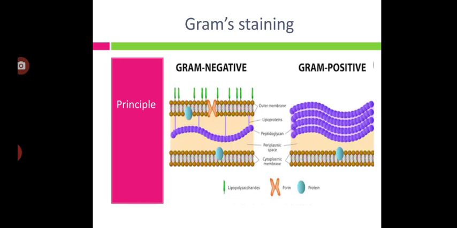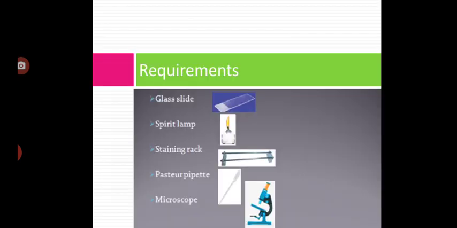Coming to the procedure, the requirements of this test are: first, a clean glass slide, then a spirit lamp in order to sterilize the inoculating loop while making the smear, and then a staining rack. A Pasteur pipette is required for transferring the staining reagent onto the glass slide smear. And finally, a microscope is required for the observation of the smear.